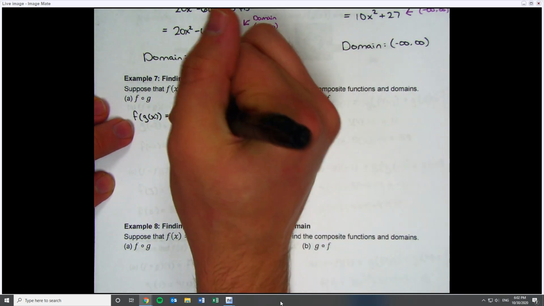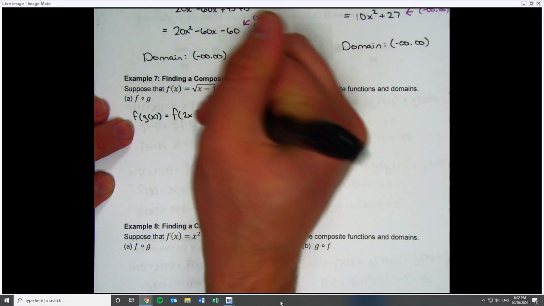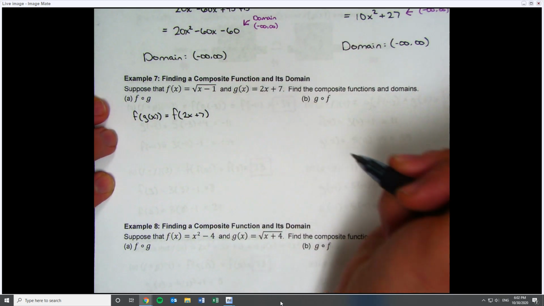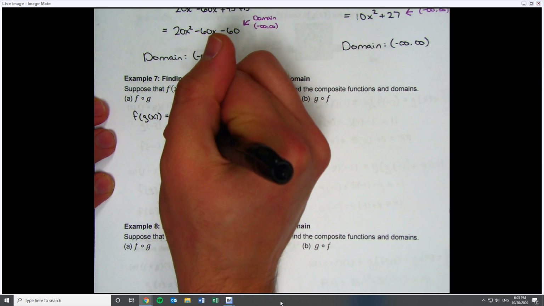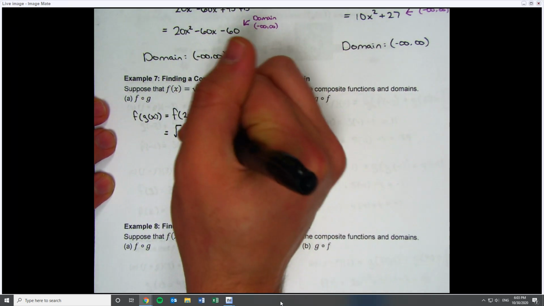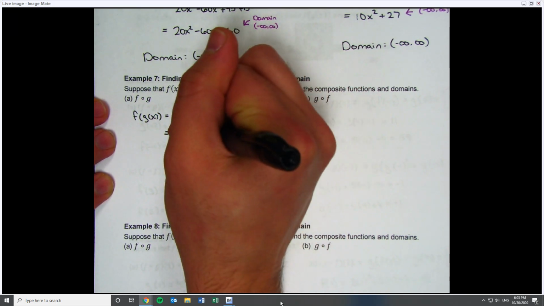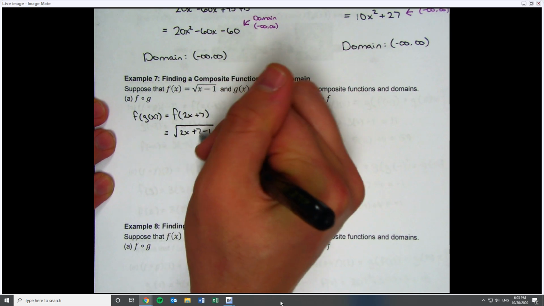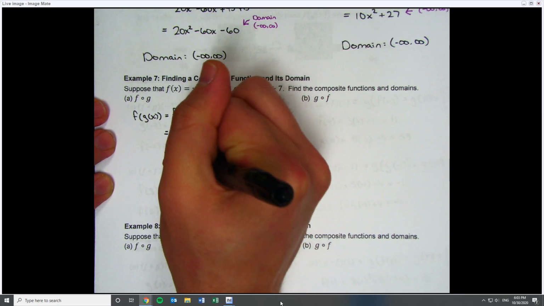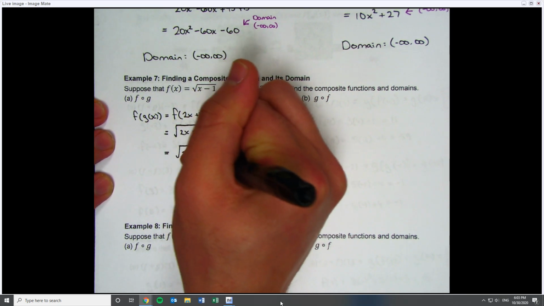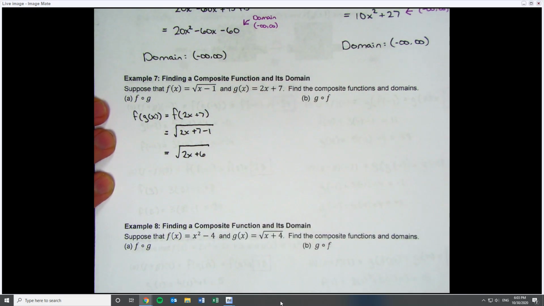So filling this in, I have f of, I will have 2x plus 7 on the inside. Now f starts with the square root, so I have my big square root. Then I have x, so I'll have 2x plus 7, and then a minus 1 behind it. So this is what x was, and then the minus 1 came from the original. Simplifying this down a little bit, I now have 2x plus 6. Done.